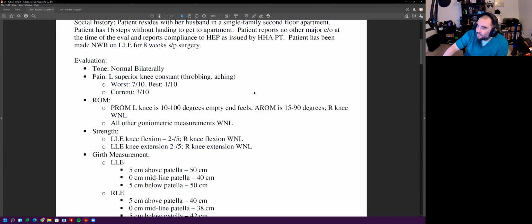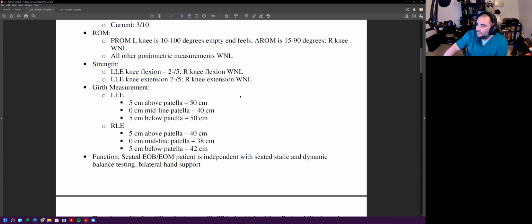We got some girth measurements here. Oh boy. Now you did some of these last semester, right? A little bit of girth measurements in Dr. O'Neill's class, right? Okay. So how do you find mid patella?